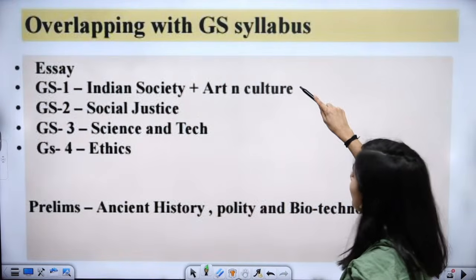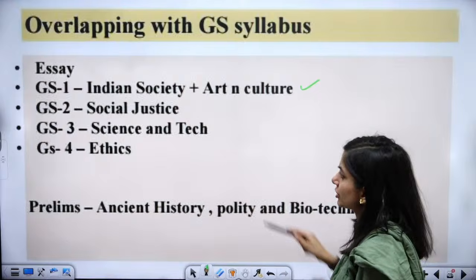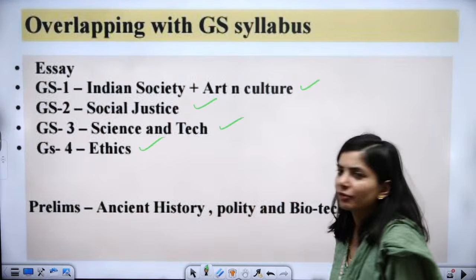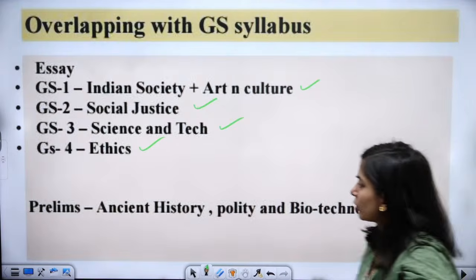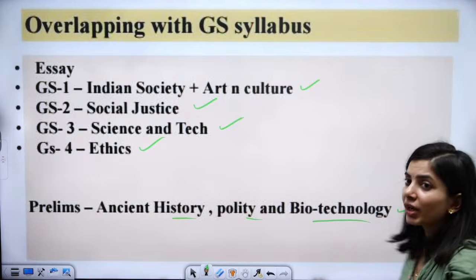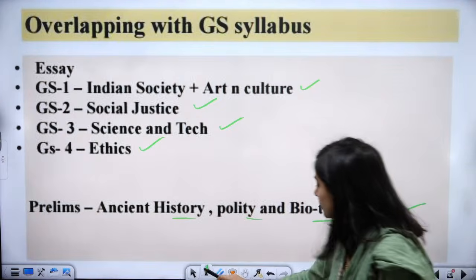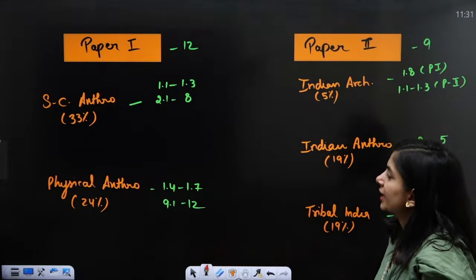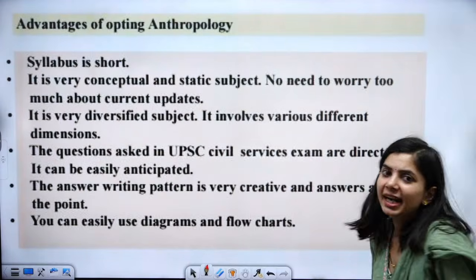Now, again overlapping with your GS paper 1 Indian society, GS paper 2 social justice, science and tech, and the GS paper 4 ethics. In the prelims part also you can understand ancient history, polity, biotechnology. These all are having overlapping with your anthro syllabus. Fine? Okay. Next, what are the advantages?